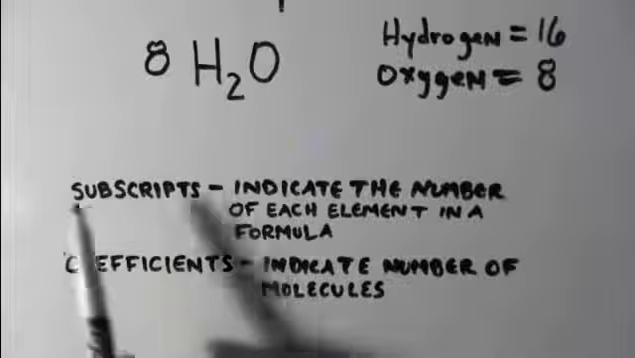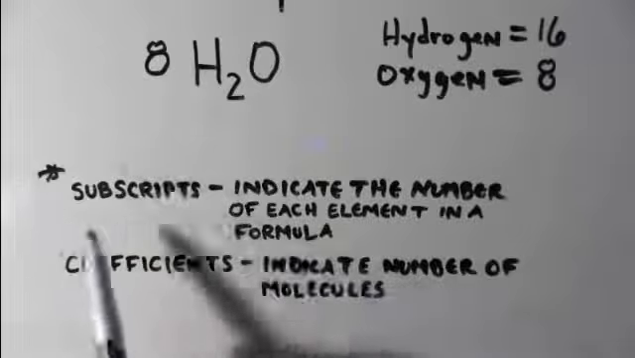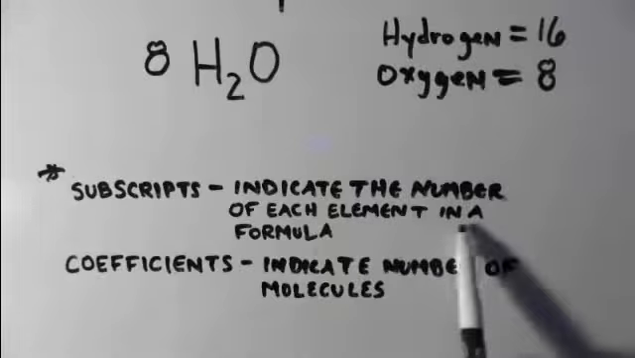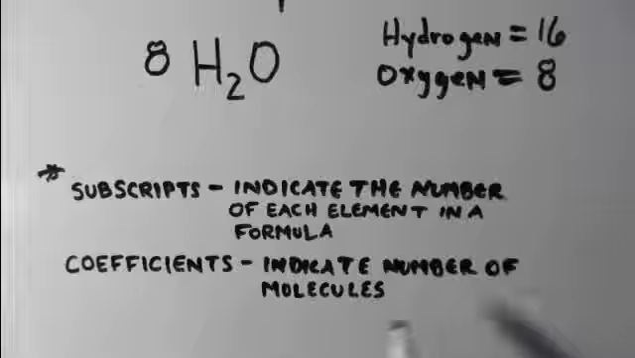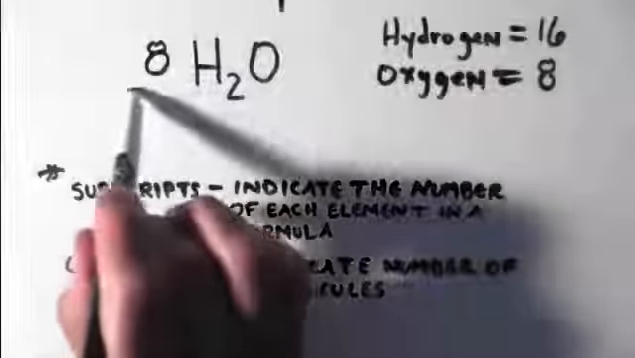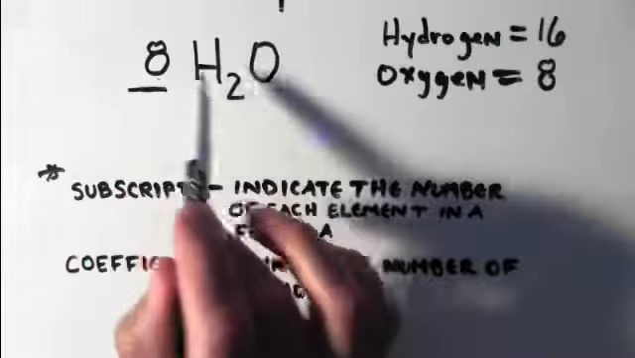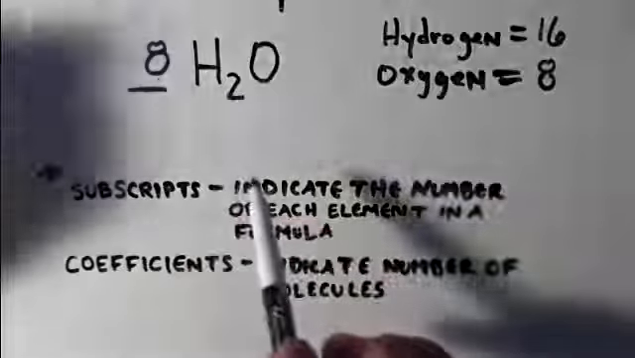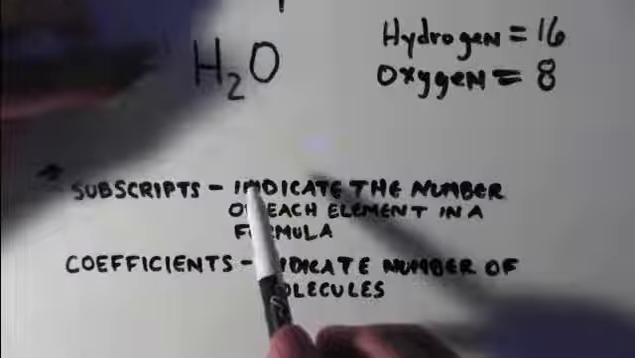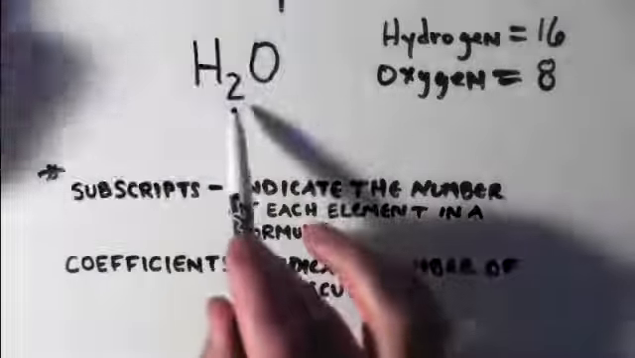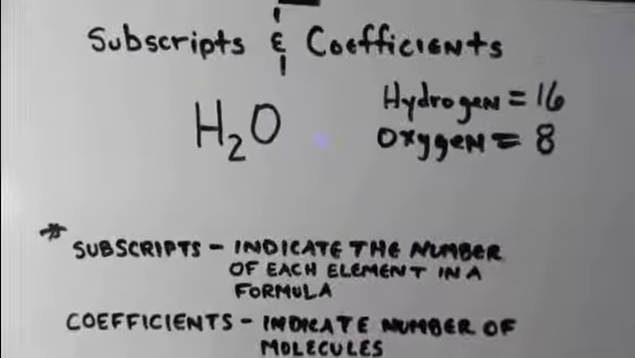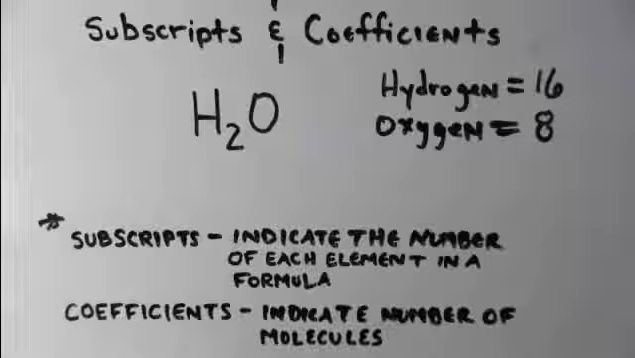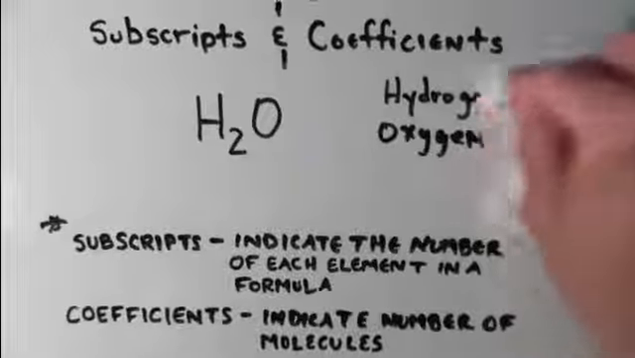So this is the point here. Subscripts indicate the number of each element in a formula, and coefficients indicate the number of molecules, what we're talking about. Here we're talking about 8 molecules of water, but if we're just looking at the chemical formula for water, it's 2 hydrogens and 1 oxygen. Okay, let me go through a couple examples to bring this point home.